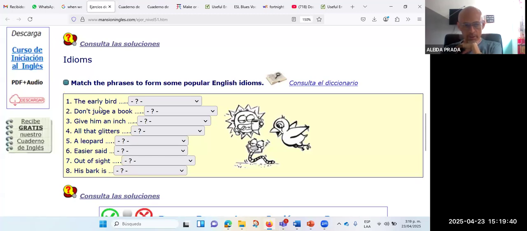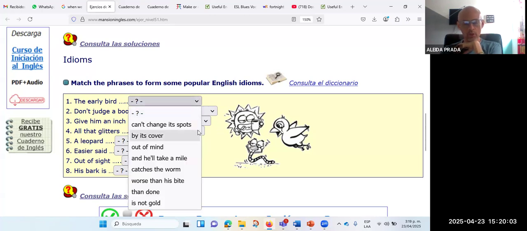For example, number 1, the early bird. Number 2, don't judge a book. Number 3, give him an inch. Number 4, all that glitters. Number 5, a leopard. Number 6, easier said. Number 7, out of sight. And number 8, his bark is. And here we have the options. For example, let's start with number 1, the early bird, and look at the options. What do you think is the correct option in order to complete this English idiom? The early bird.